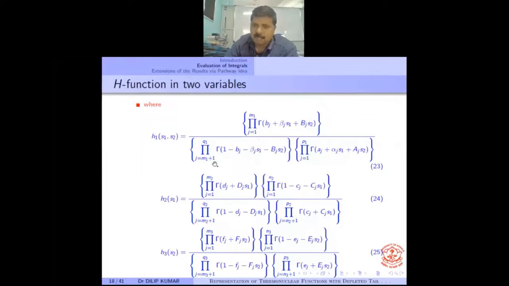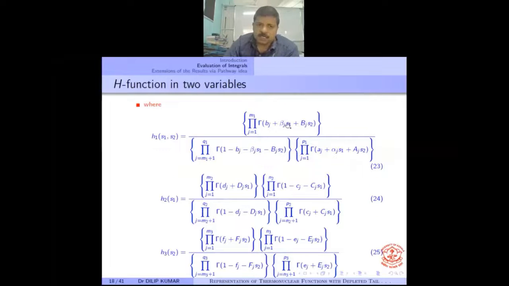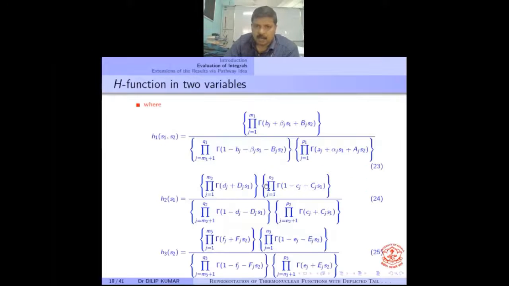So what is m1? M1 is the number of positive gammas in the numerator with s1 and s2, plus the number of negative gammas in the denominator of this. Okay. Now what is h2, and here n1? N1 is 0, because there are no negative gammas in the numerator. So that is why it is taken 0.